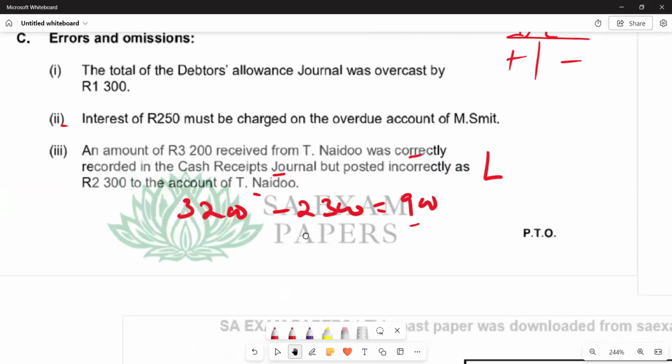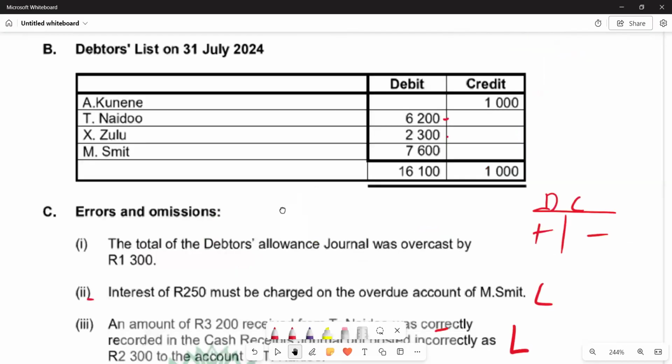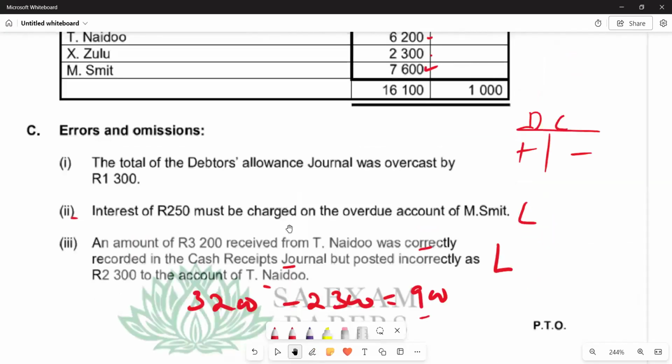So if you come here, we have item 2 also, which is affecting our ledger, which is saying interest of 250 rands must be charged on the overdue account of M. Smith. So it means it's going to increase the balance that M. Smith is owing. So it's a plus that we are going to make on the balance of M. Smith, plus 250. So we check what M. Smith is owing, 7,600, then we add 250. So we go again there. This is going to be the last adjustment that we have.